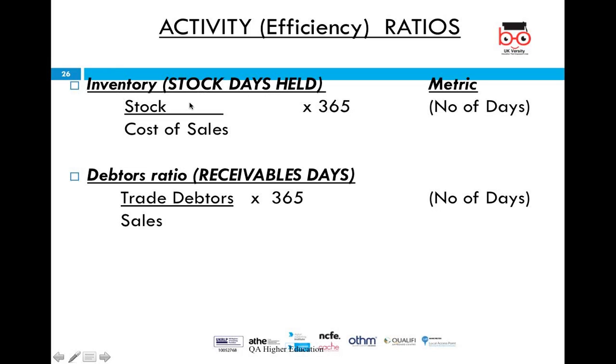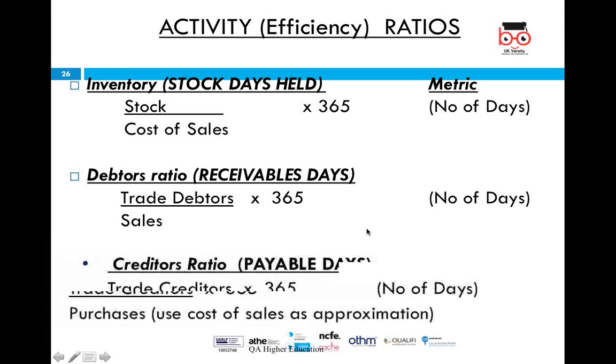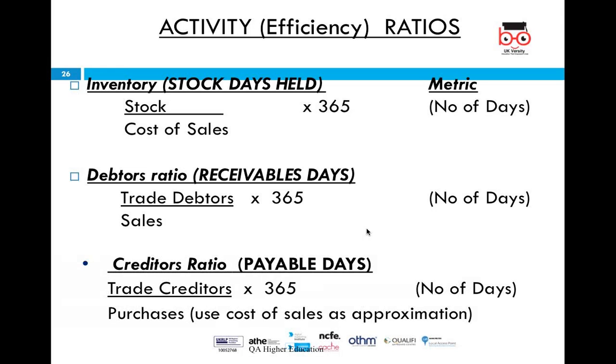There is also the efficiency review, that is, activity ratios. You can take inventory or stock days held: inventory divided by sales, multiplied by 365 days, gives the number of days. Then you have receivable days: trade debtors divided by sales, times 365 days, and you get the number of days. You also have creditor ratios, for what you need to pay to creditors: trade creditors divided by purchases, multiplied by 365, and then the number of days.